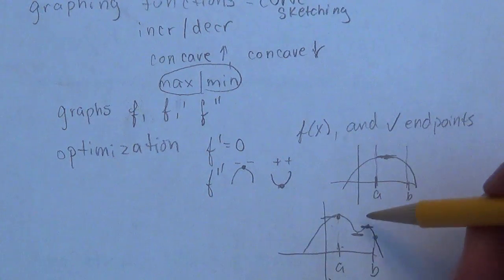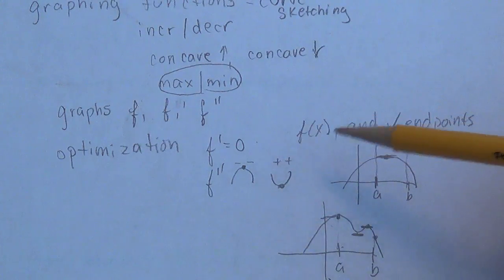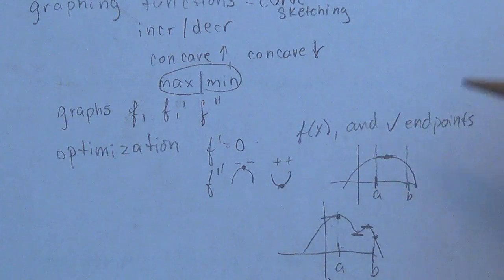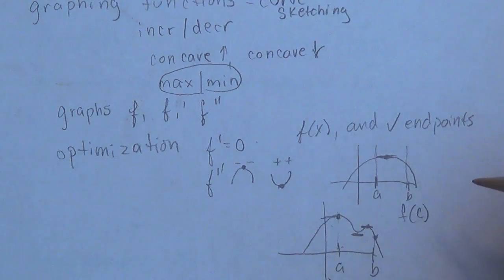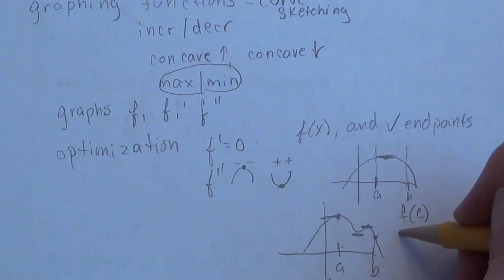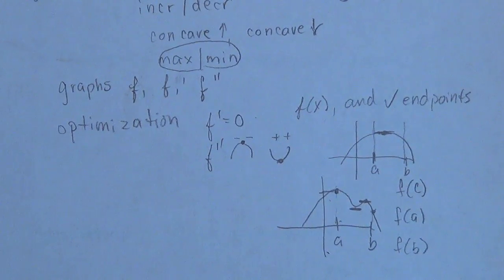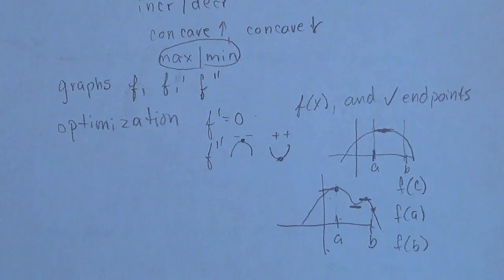So we end up checking not only for values where the first derivative is 0, but also where the endpoints occur. So we're going to look at f of c when c causes the derivative to be 0, and we're going to look at f of a, and f of b, to see which one is the highest or lowest, because sometimes we're looking for a minimum value. All right, so that's what they're going to look at for applications of derivatives, those kind of topics.